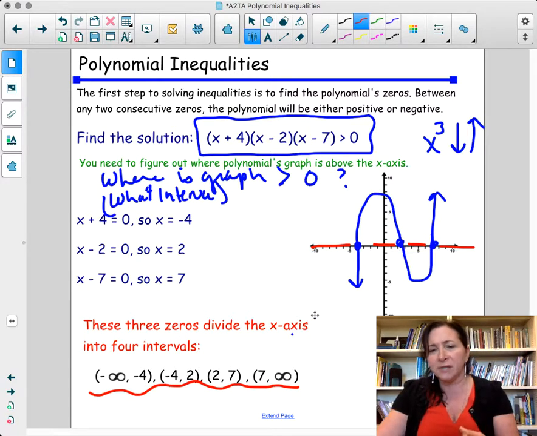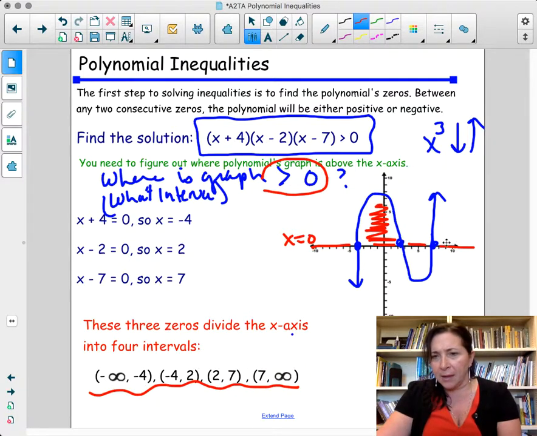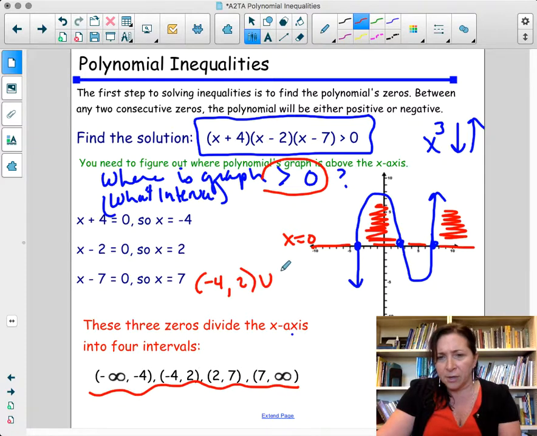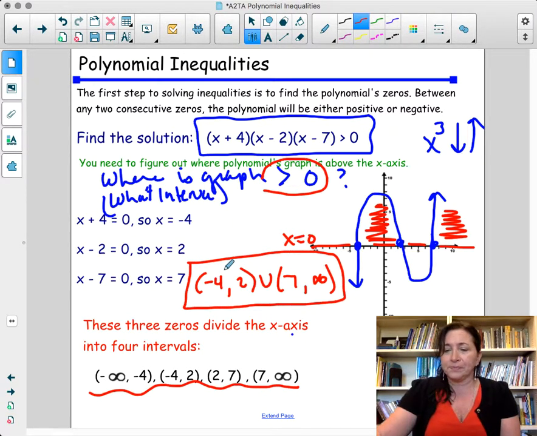I want to know which of these intervals makes my equation true. So my equation says this: where is my graph greater than 0? Here's 0. This is x equals 0. Here and here. So that's where it's greater than 0. So you're going to write that as your answer. That's your interval. So your interval is going to be from -4 to 2 union 7 to infinity. And that's the answer. I'm looking for the interval. That's it. That's all I have to do.